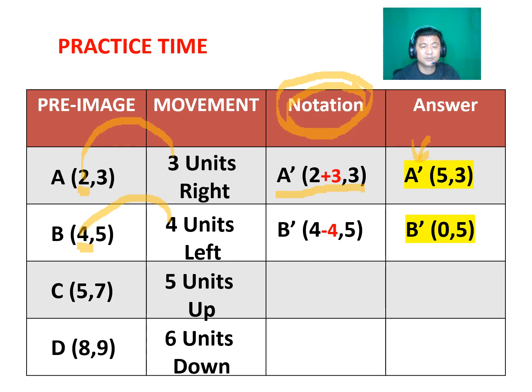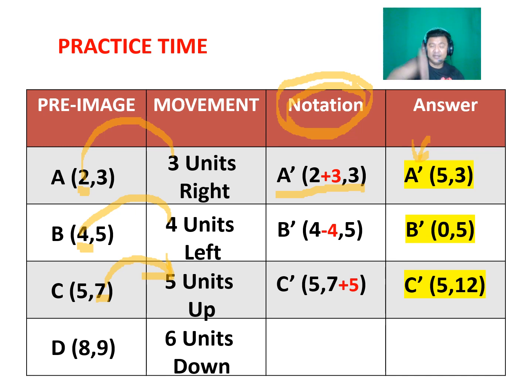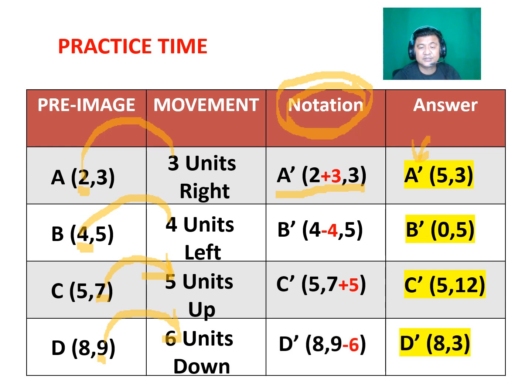The next one, how about going up? Which is affected, the x or the y? Up and down. The y is affected. Since you're up, you're plus. Let me add something to 7. So what will I add to 7? Plus 5. So retain the 5. 7 plus 5 will be 12. Now, going down, which is affected? Down. The y is affected. Down is negative. So I subtract something from 9. So a 9, take away the 6. So rewrite it. 9 minus 6. So your answer is 8, comma 3. That's D prime.